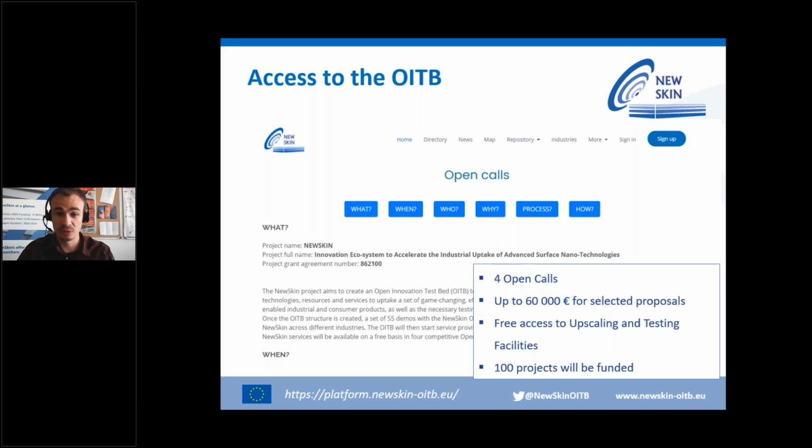The winners of the open calls will be able to get free access to upscaling and testing facilities, and the services, like you will be able to get services that would cost up to 60,000 euros. So this will allow you to test a prototype or to produce a prototype, and we expect to finance up to 100 projects.